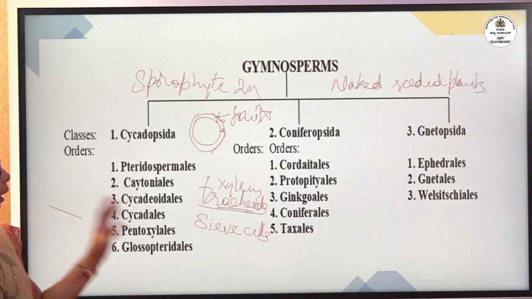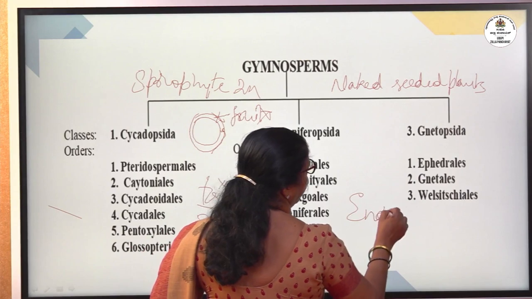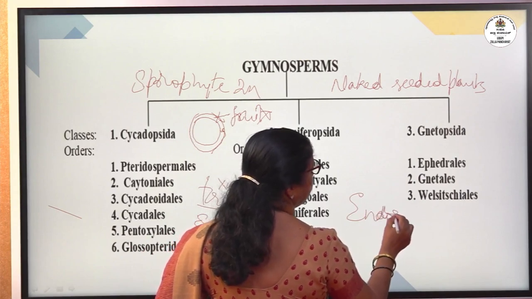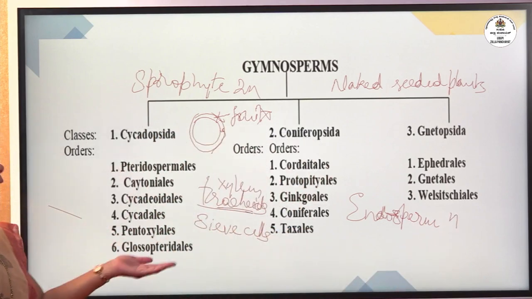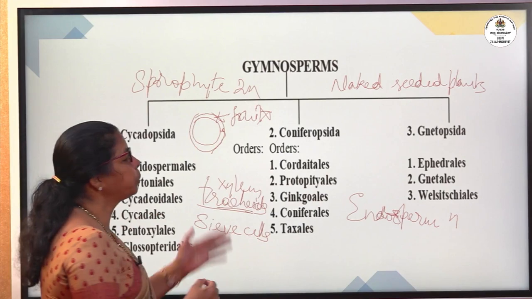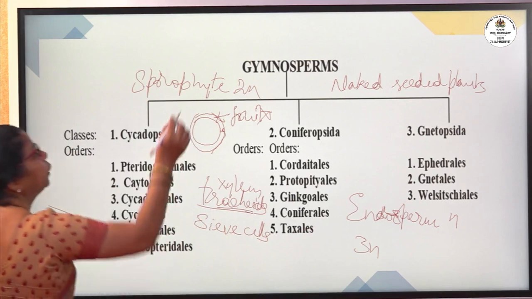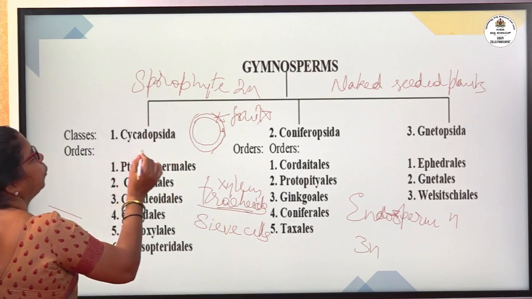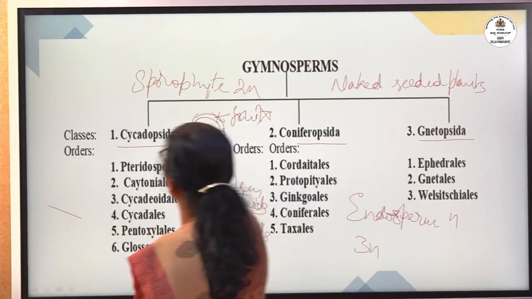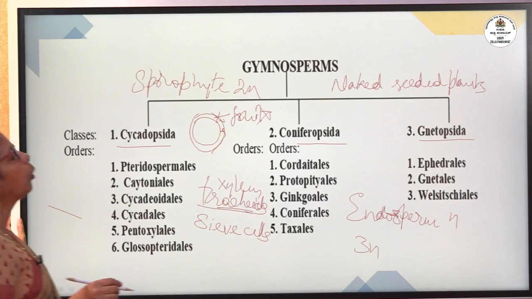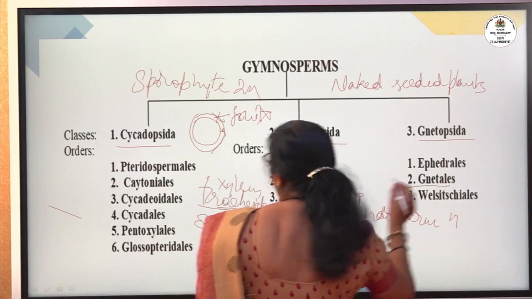And one more regarding reproduction, the endosperm which is formed before fertilization is haploid. But in angiosperm, endosperm is triploid. So that is one more difference. So gymnosperms are grouped into classes, that is Cycadopsida, Coniferopsida, Gnetopsida. So Cycadopsida includes Cycas, conifers like Pinus, Cedrus, and then Gnetopsida includes Gnetum.